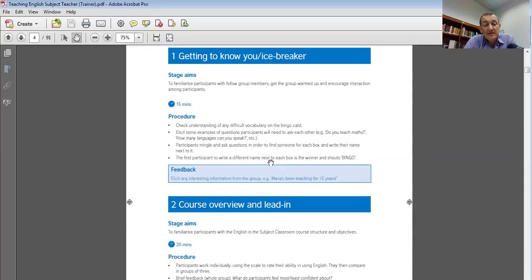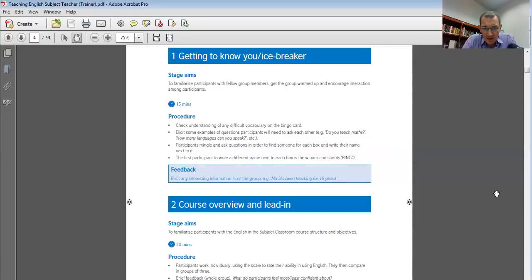The next step is you get the participants to mingle and ask questions. So everybody stands up, you move them into an open area, either inside the classroom or perhaps outside the classroom, and you ask them to walk around talking to as many people as possible, asking each other questions. And participants write a name next to the box when they get to the appropriate answer, and the first participant to get a different name against each box is the winner, and should shout bingo.